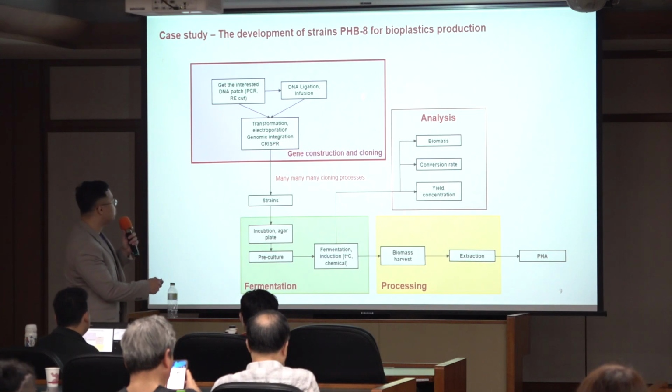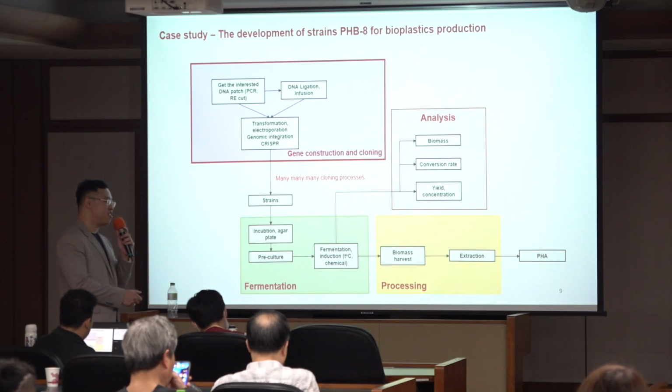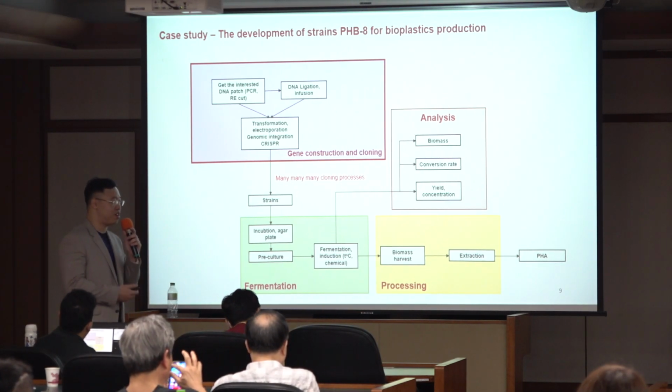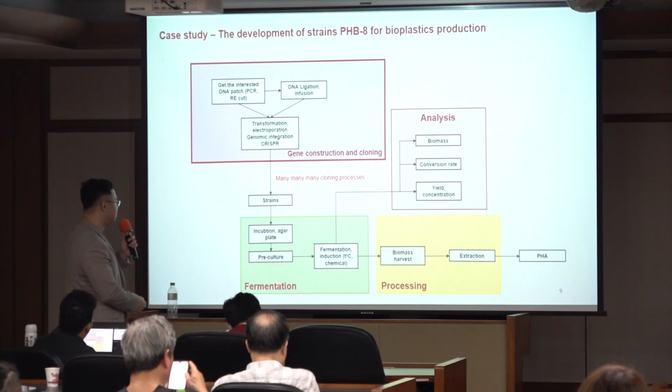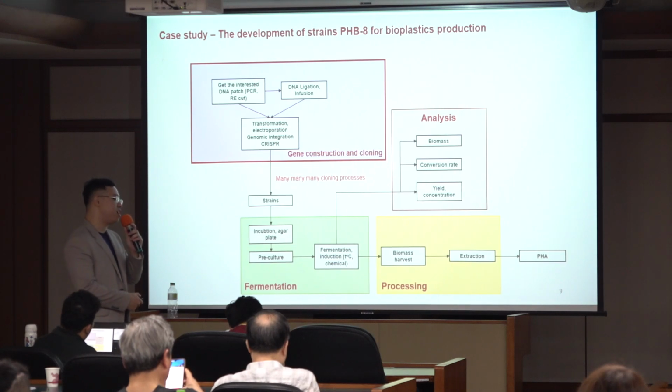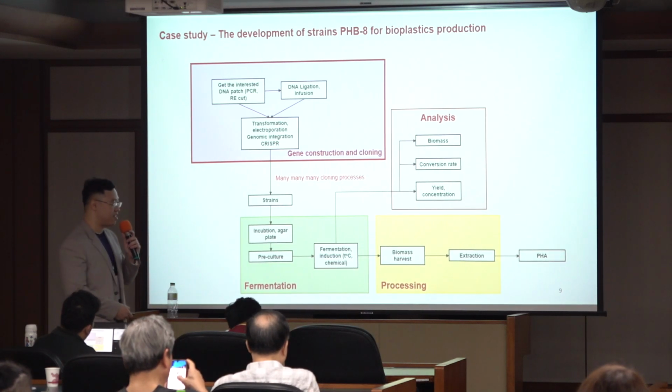And through many cloning processes like this, we have the strain that we think is going to be desirable for our production. And of course, we need to use this strain for the fermentation, and we do the analysis, and we do some processing to get the final product, like in this case, it's PHA.